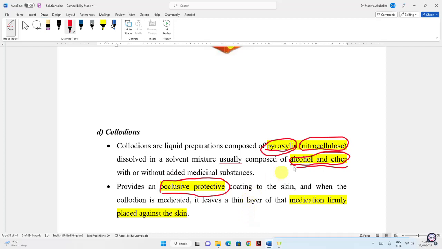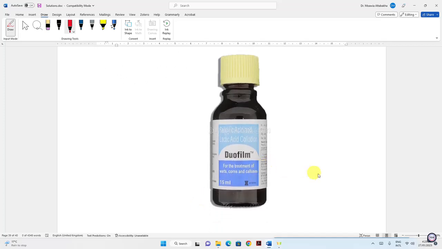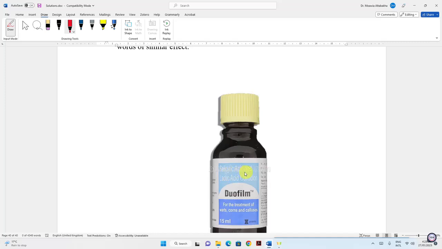Now, if there is a drug, additionally, it will cause the medication to stick firmly in that area. Because this pyroxylene is not a drug, it's just to cause the formation of the film. If you add a drug, then it will cause the drug to stick in that area. Now I will show you this preparation. This is a collodion, and it's used for the treatment of warts, corns, and calluses. They added salicylic acid and lactic acid.